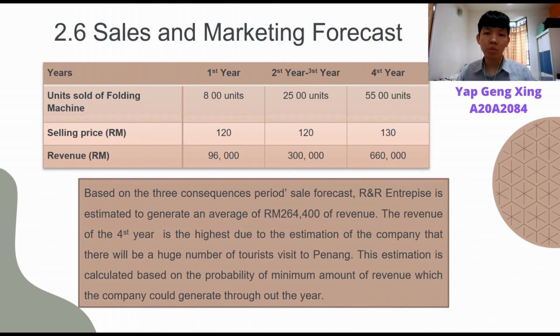Based on the consecutive period sales forecast, R&R Enterprise is estimated to generate an average of 264,400 ringgit of revenue. The revenue of the fourth year is the highest due to the company's estimation that a huge number of tourists will visit Penang. The estimation is calculated based on the probability of the amount of revenue which the company could generate throughout the year.